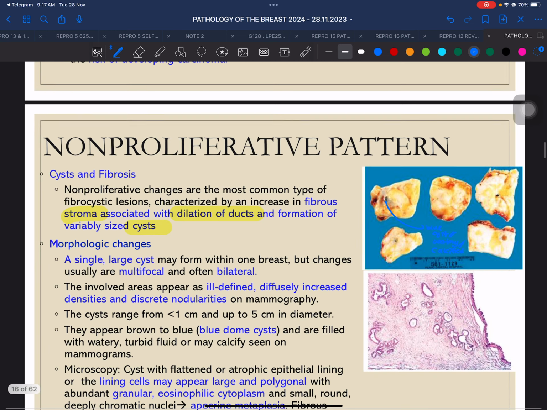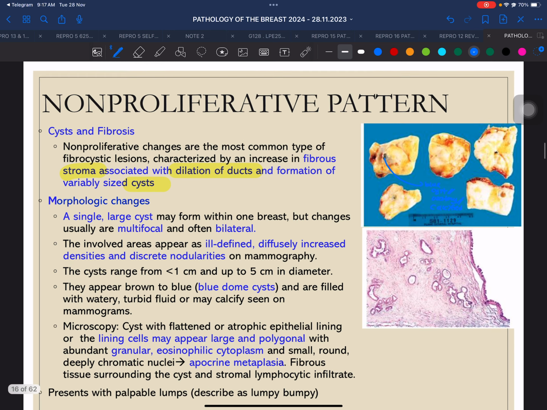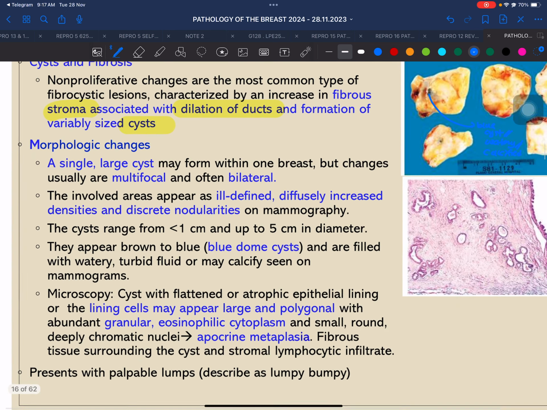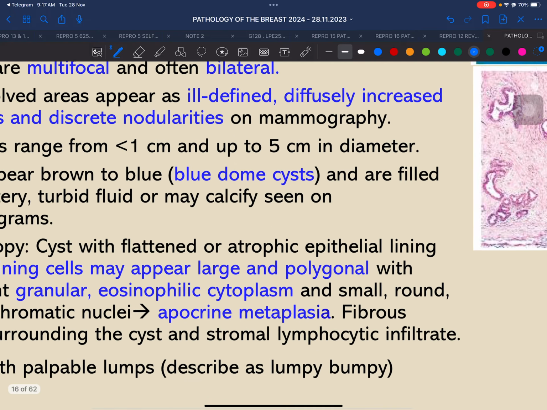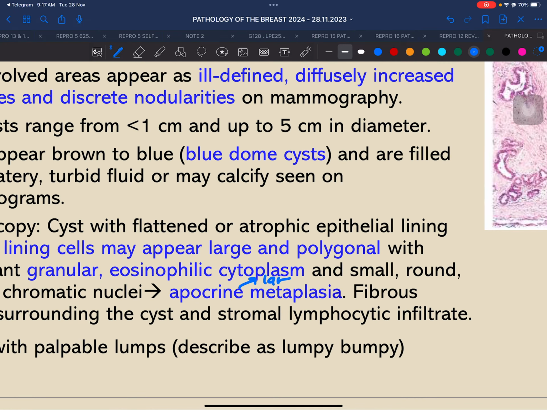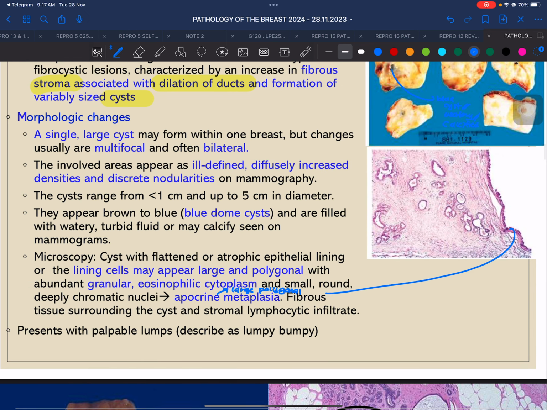On microscopy, they will show cysts that are lined by flattened or atrophic epithelium, or the lining can undergo apocrine metaplasia, so they may show large polygonal cells with granular eosinophilic cytoplasm. So the one on the right hand side here. Okay, this is part of the cyst lined by those apocrine metaplasia.